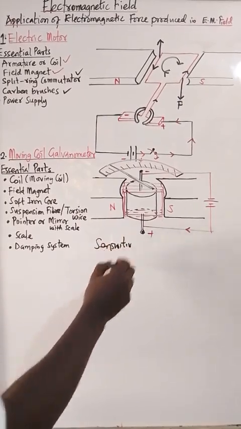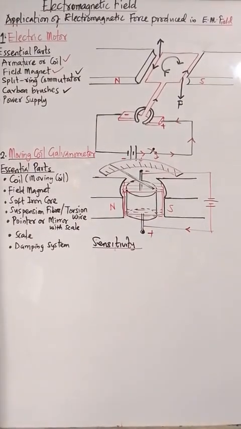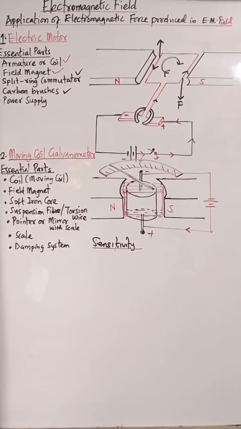Sensitivity. A galvanometer is considered to be very sensitive if for a little change in current, it deflects. A little amount of change in current, it deflects. And this depends on several factors.